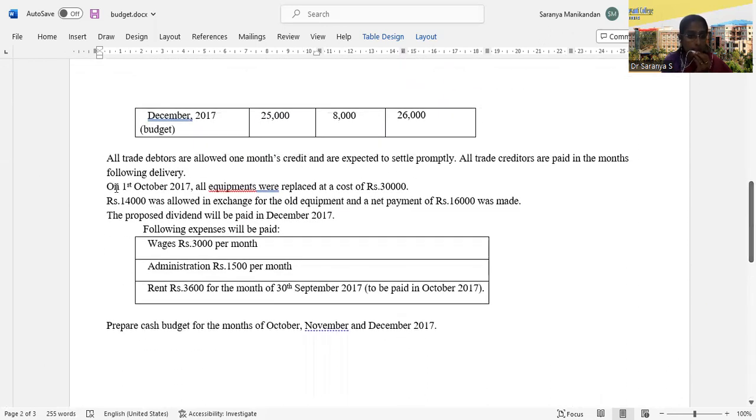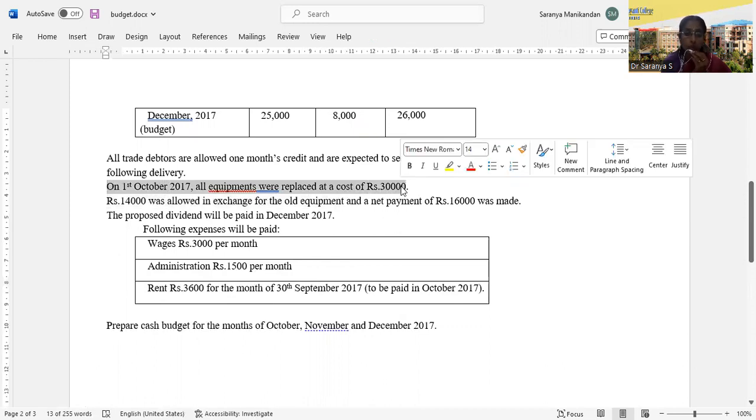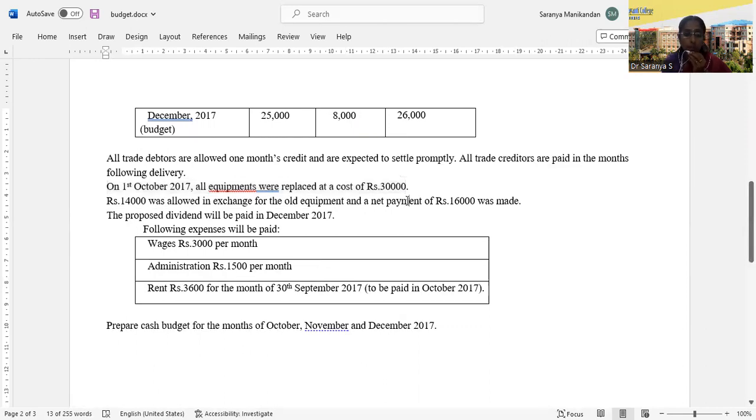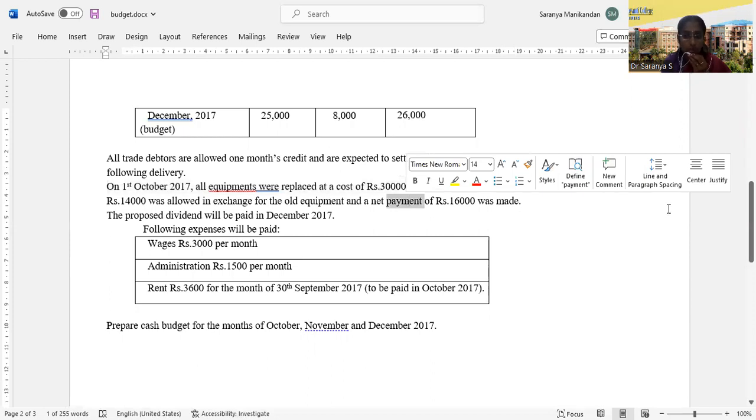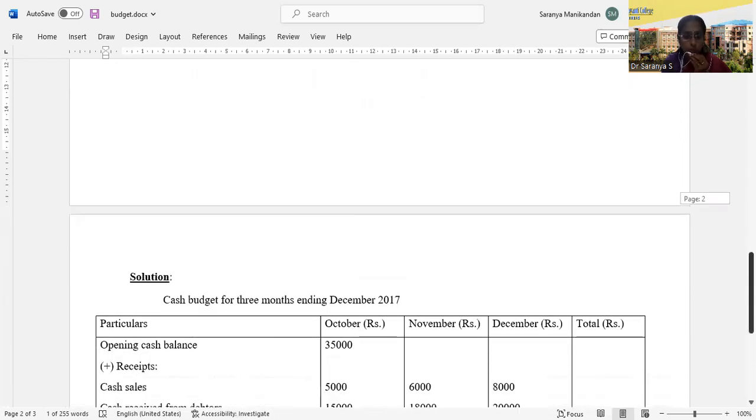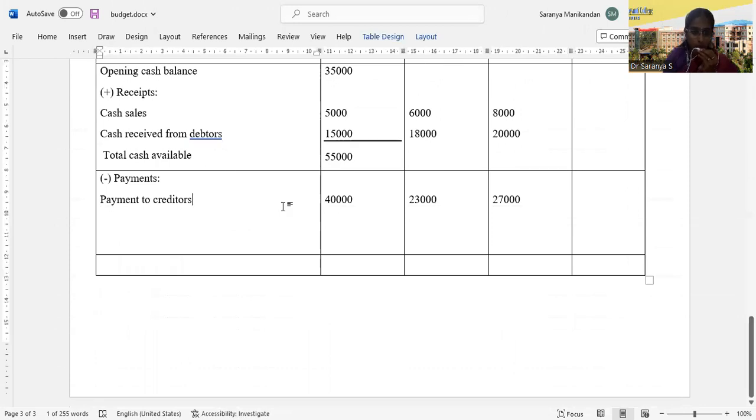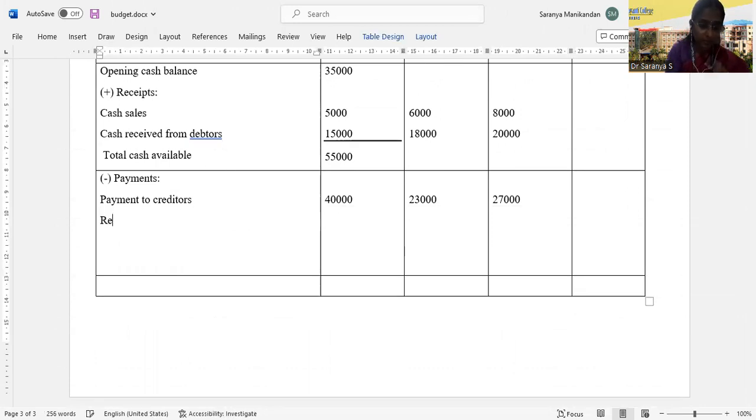And the next item is about the replacement of equipment. So we are replacing the equipment at a cost of 30,000, but then we have gone for exchanging the old equipment. So that exchange price has gone for 14,000. So finally the net payment what we have done was only 16,000. So this is happening only in the month of October. So only in the month of October we should record replacement of equipment. The net amount, how much we are paying? 16,000. So only in the month of October, we should record. The other columns, we can put nil.